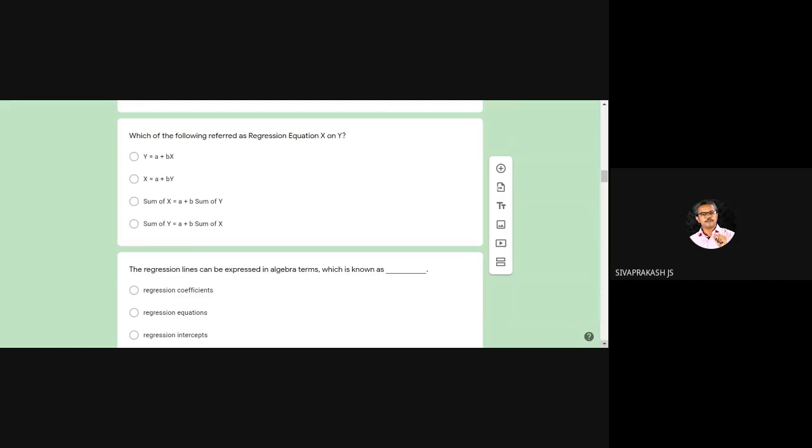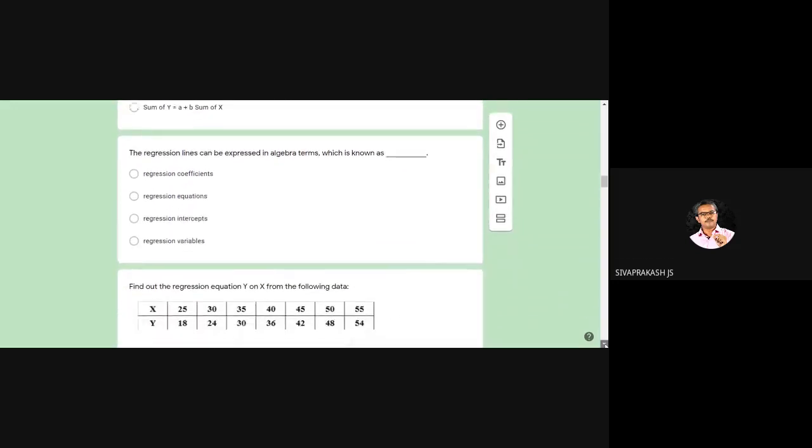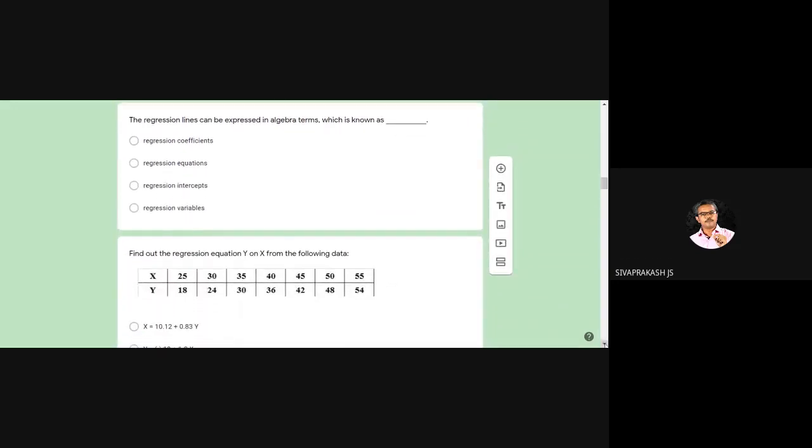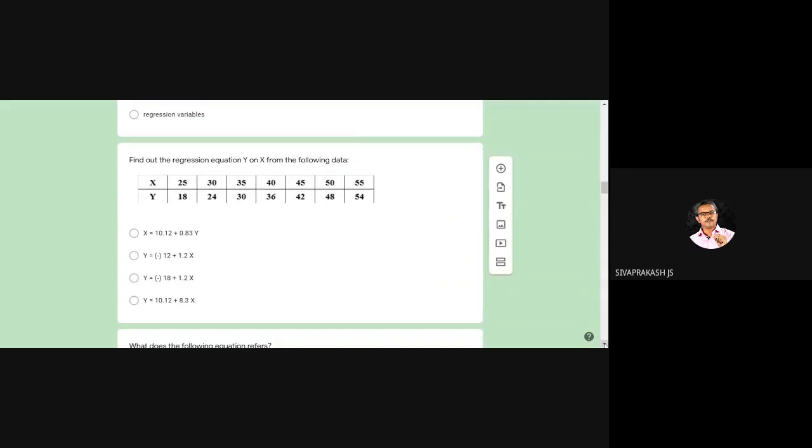Option 2, right? Regression lines can be expressed in algebra terms, which is known as dash. So it's simple regression equations. Next, find out the regression equation of y on x from the following data.